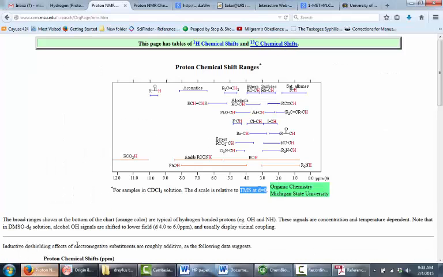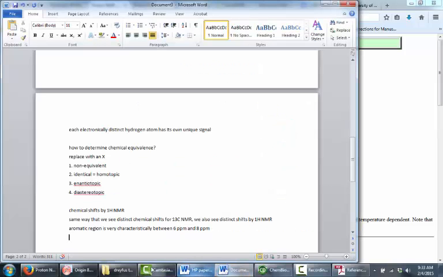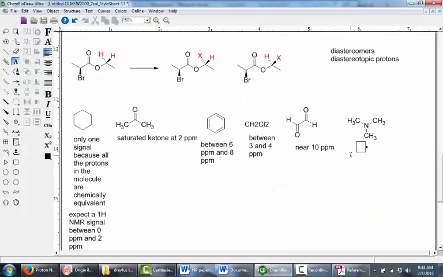And then finally, in this last example, this is trimethylamine shown over here. Where does this show up? Well, if I look at my signals, I can see that that shows up around 2 ppm for a saturated amine.